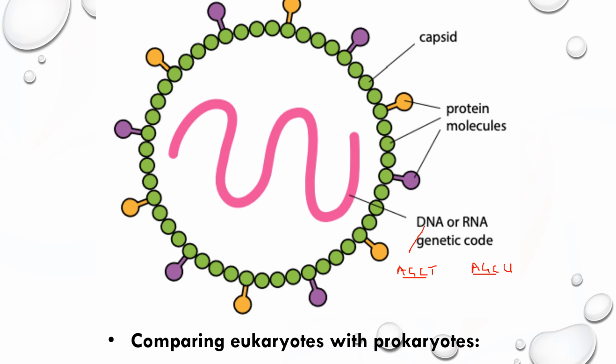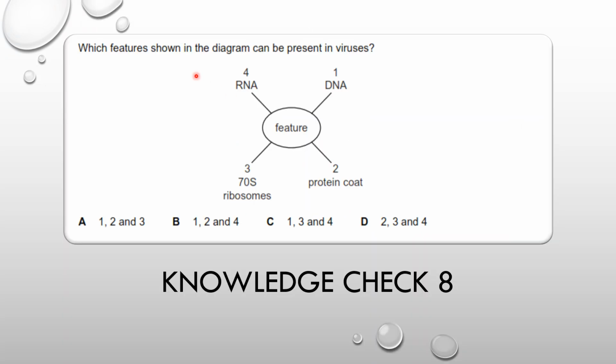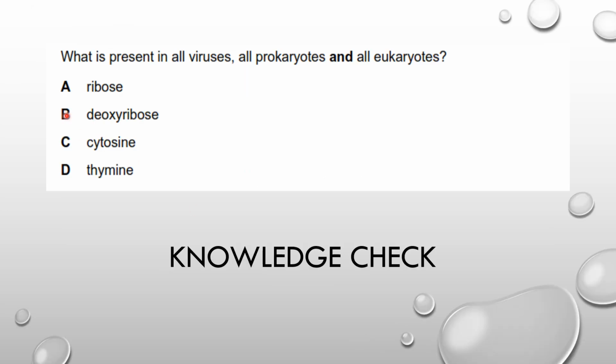Okay, so let's look at the next one. Which feature shown in the diagram can be present in viruses? Viruses have protein coat, yes. They have RNA, they have DNA, but if they say a virus, that means either one of these. Some viruses have DNA, some have RNA, but they don't have organelles. They don't have 70S ribosome. So it's 412, or 124. That's B.